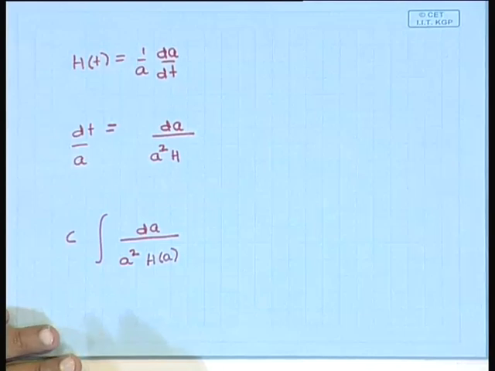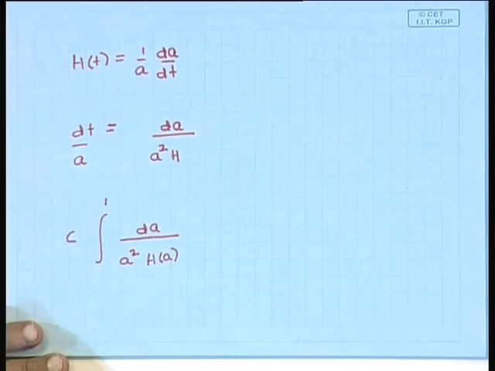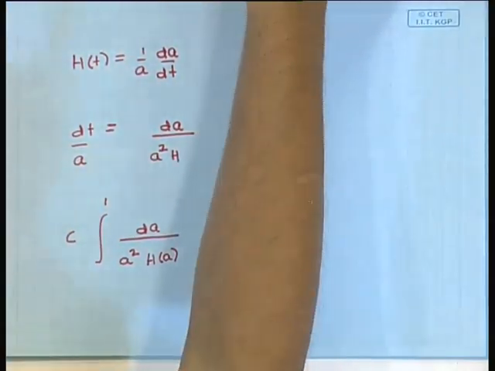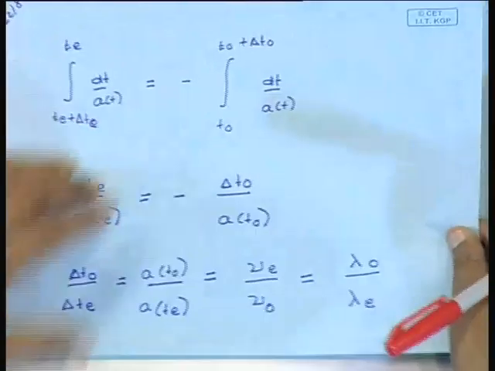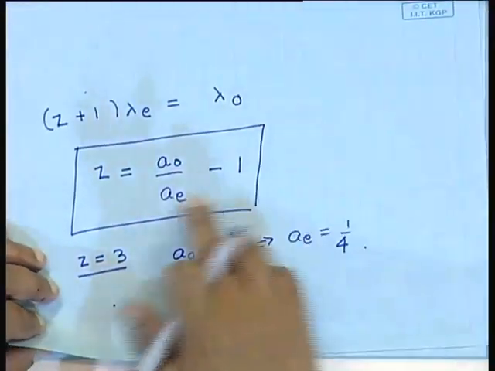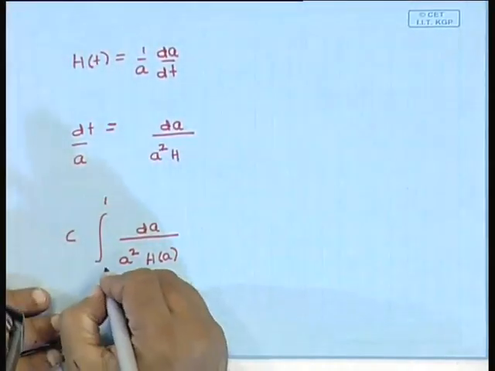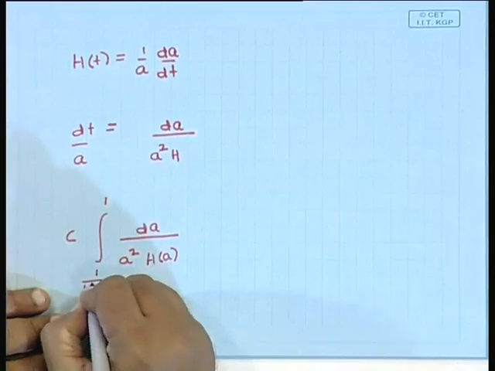The limits of the integral: the value of the scale factor at t observed, if the observer is at present, is 1, and the value of the scale factor at the time when the light was emitted can be written in terms of the redshift using this. So, what we have is that it is 1 by 1 plus z.